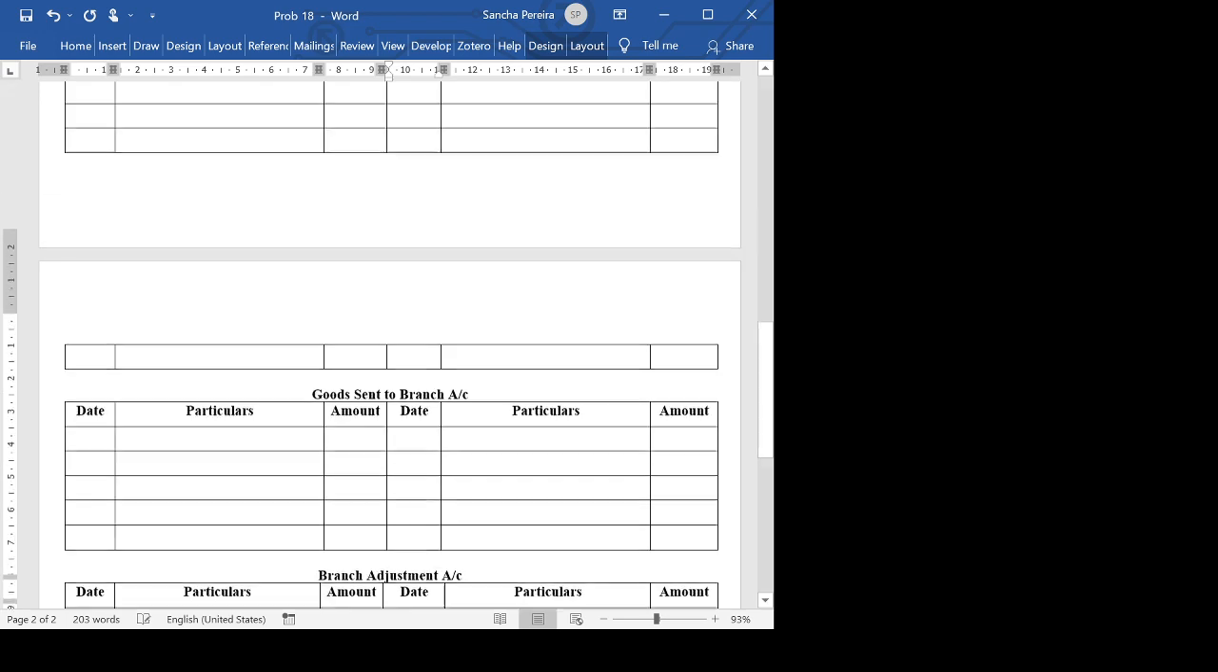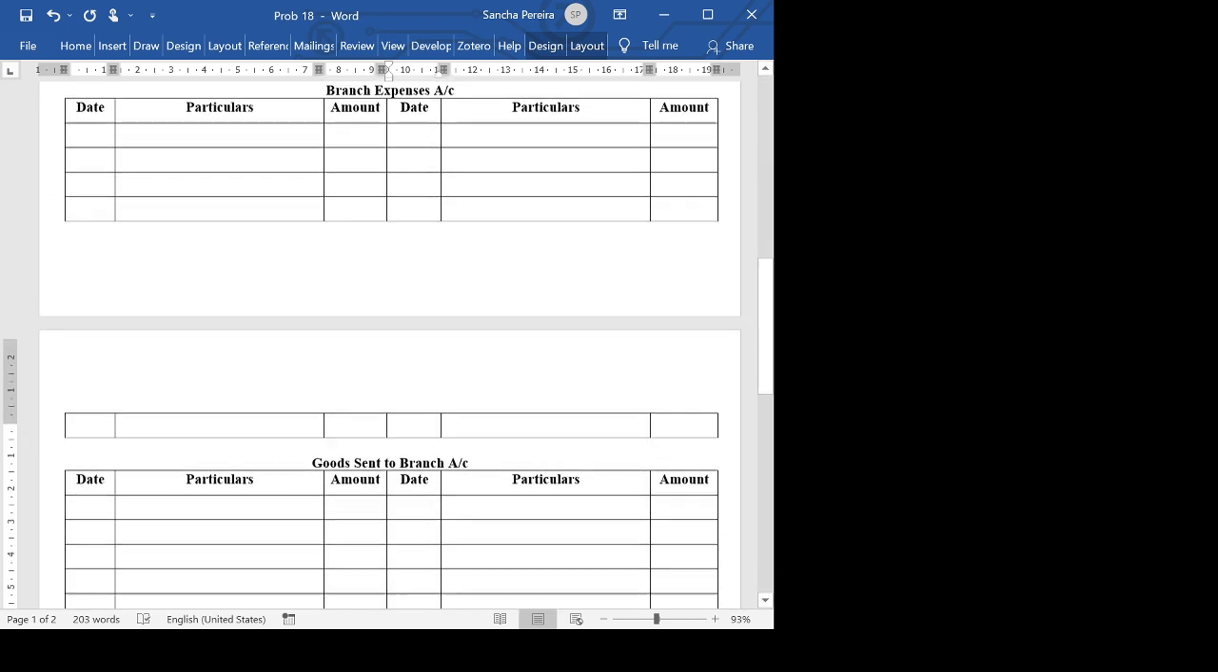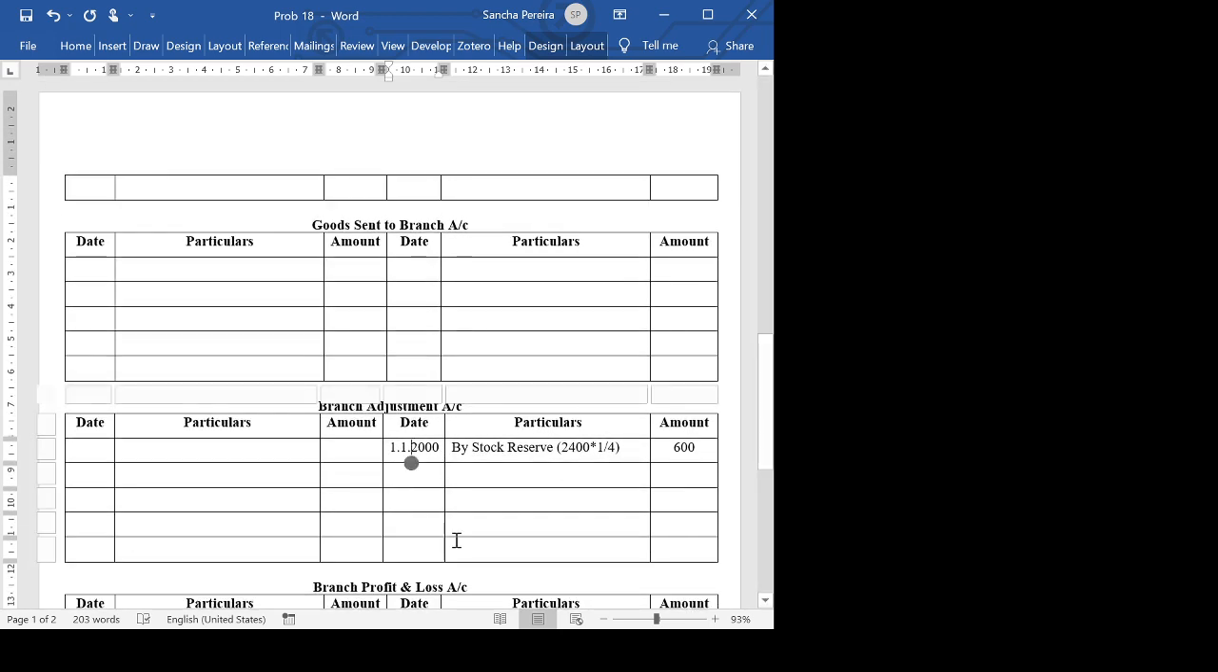So what I've done, I've shown the opening stock, and accordingly I've calculated the stock reserve, and I've shown the stock reserve in the branch adjustment account because that's where the loading entries come. All the adjustments are made here, especially the whole process of eliminating the profit. Fine. So that's the first thing.